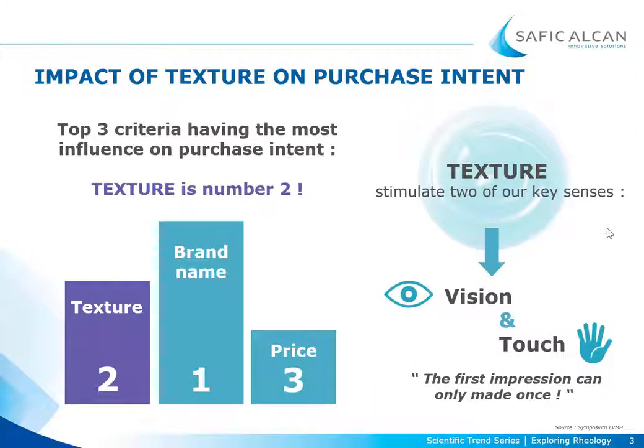I remember a very interesting presentation at the Dior Symposium where the speaker explained that in the shop, texture is the parameter that has the most influence on the purchase intent, right after the brand name. It is unique in the sense that it can stimulate two of our key senses, vision and touch. There's a motto that says that the first impression can only be made once. Texture is the criteria that will have the most impact on this first impression.